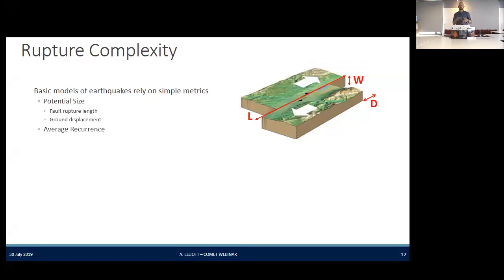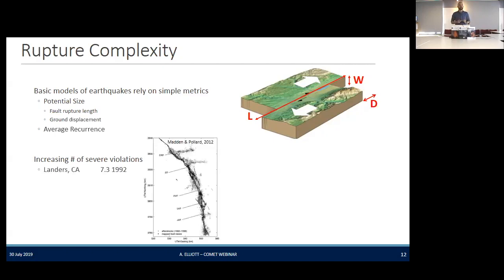They also, based on some simplistic assumptions, help define the average recurrence. If you know the magnitude of an earthquake, given a particular budget of strain or slip accumulation, you can work out how many of these earthquakes are going to happen in a particular amount of time. The problem is that when earthquakes actually happen, there's a tendency to violate these pretty simple premises about what an earthquake should look like in its simplest form. Plenty of earthquakes may be quite simple, but especially away from the big plate boundaries, you get very complicated earthquakes. One of the first really well-documented examples of this was the 1992 Landers earthquake, whose surface trace map is pictured here.